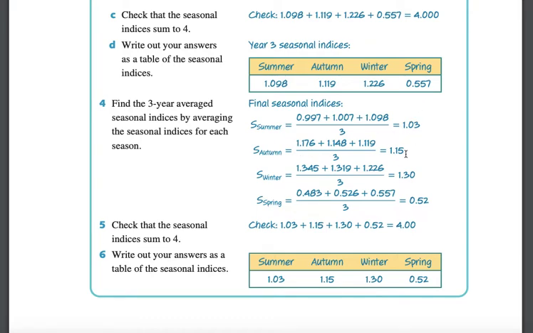You'll see what we've got here for autumn, 1.119. There's that value there from year 3. That'll be year 2's, that'll be year 1's. And we get the 4 seasons, summer, autumn, winter, and spring. And once we've got the final seasonal indexes, they add up to 4.